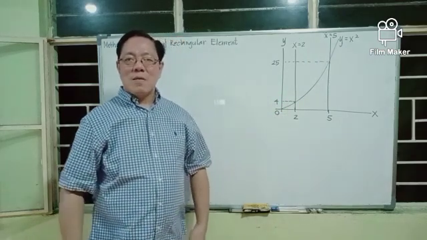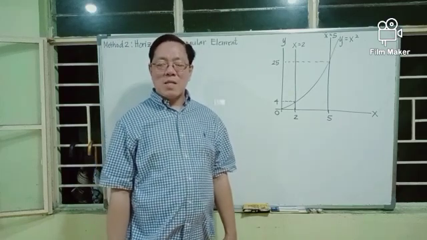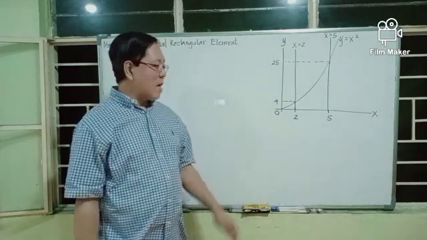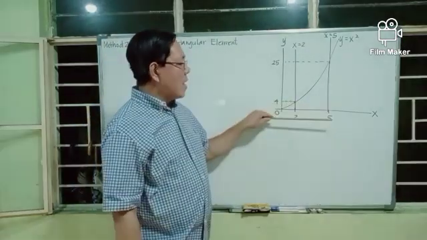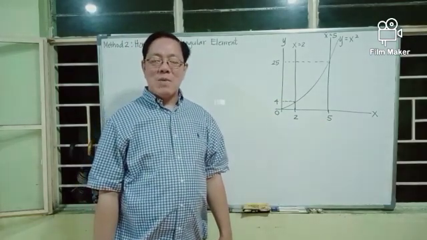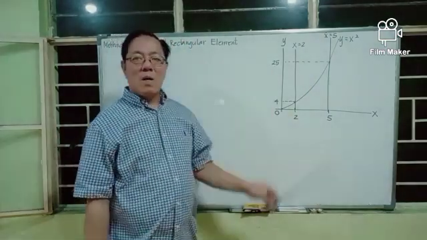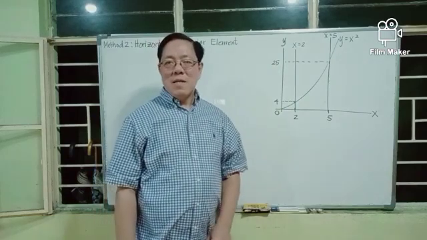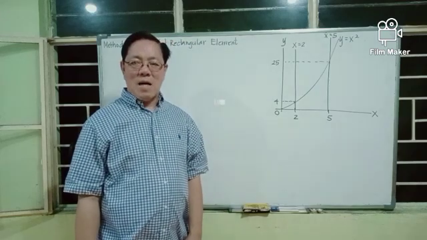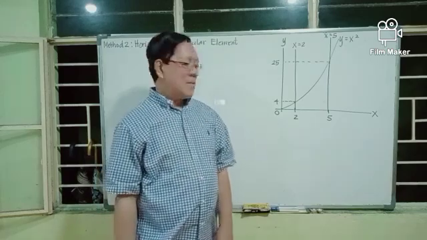But this time we will use the second method, that is, we take a horizontal rectangular element. That is, the rectangular element would be parallel with the x-axis. Earlier we took a vertical rectangular element, a vertical rectangle that is parallel with the y-axis. This time the rectangular element would be parallel with the x-axis, and so it's called a horizontal rectangular element.